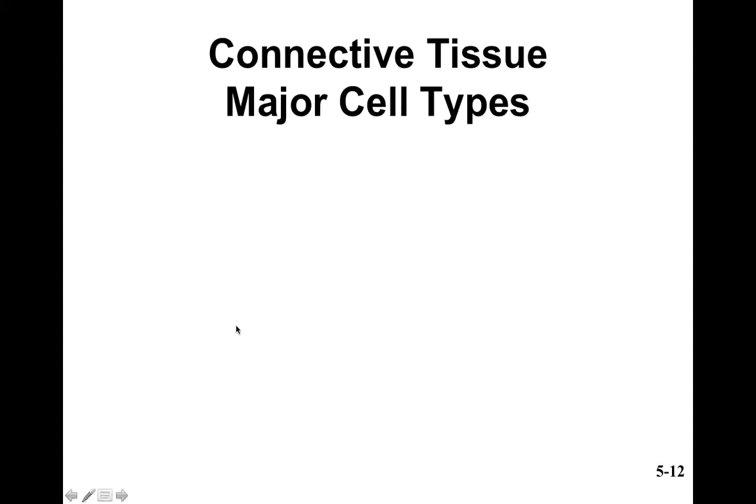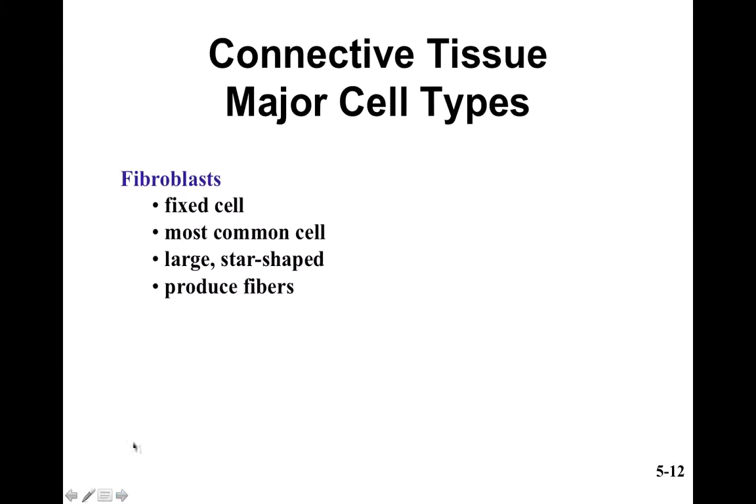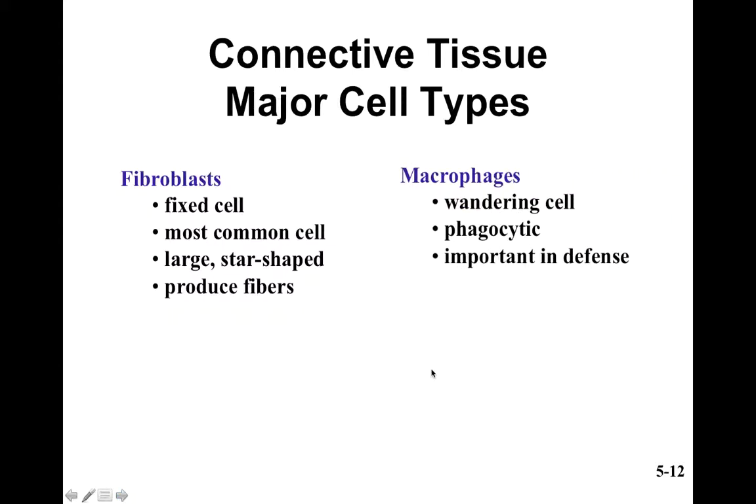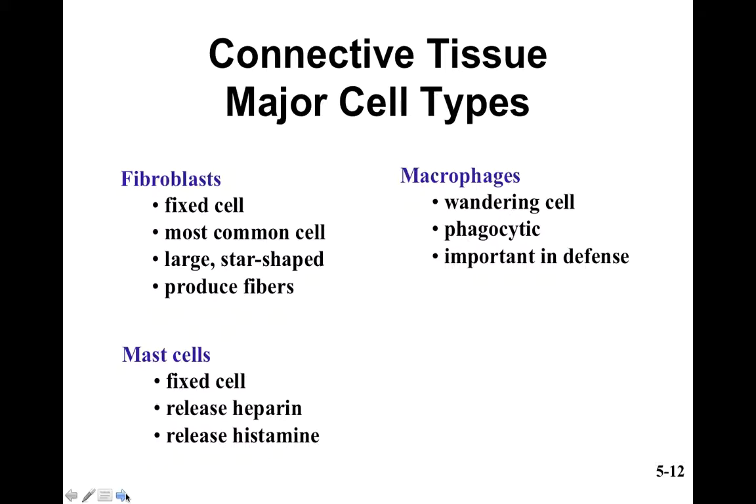Major connective tissue cell types. Fibroblasts are cells that produce fibers for that non-living matrix. Macrophages are phagocytic cells, so they go around and eat, say, bacterial cells that want to do us harm. Mast cells produce heparin and histamine. Heparin prevents clotting, and histamine makes blood vessels leaky.